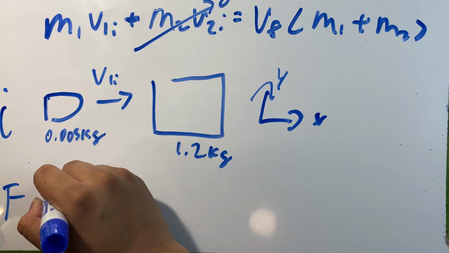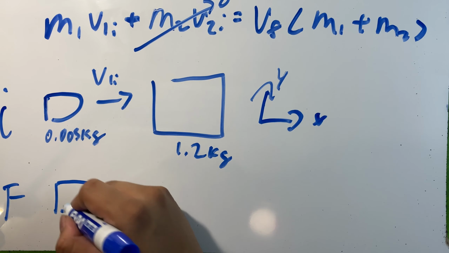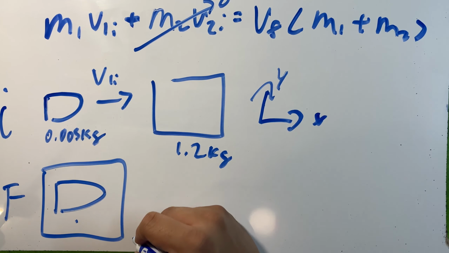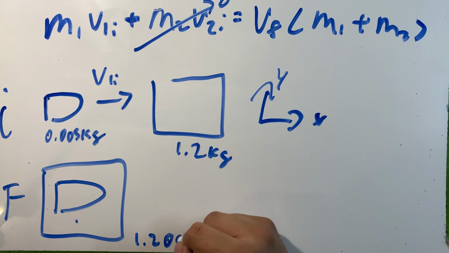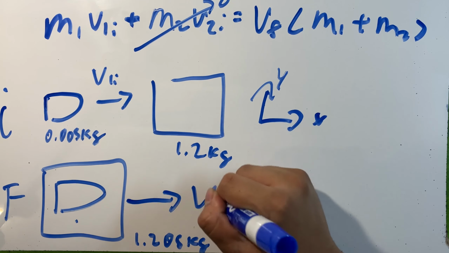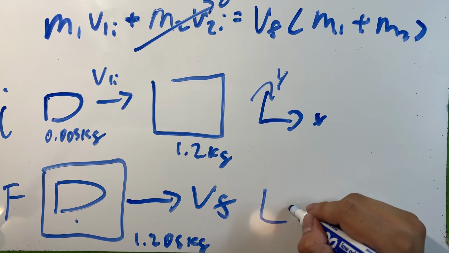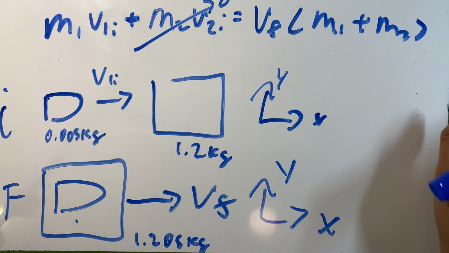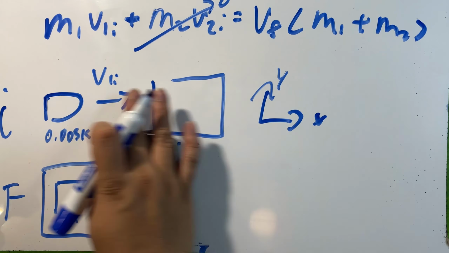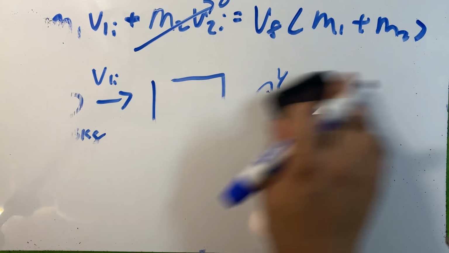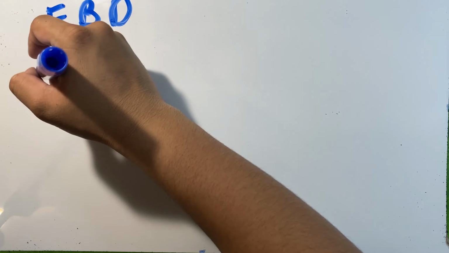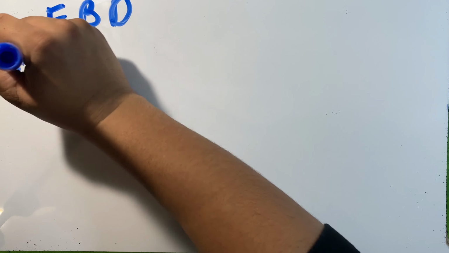And then the final state we have here, it's going to be both embedded in the block. So it's going to be 1.205 kilograms, and it's moving at some final velocity that we need to find. Well, since we're given the coefficient of static friction, the first thing we should probably do is draw a free body diagram.